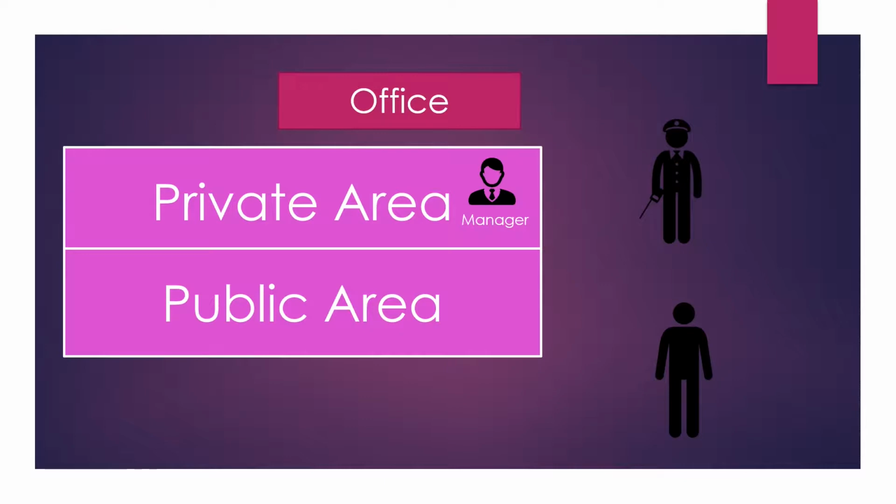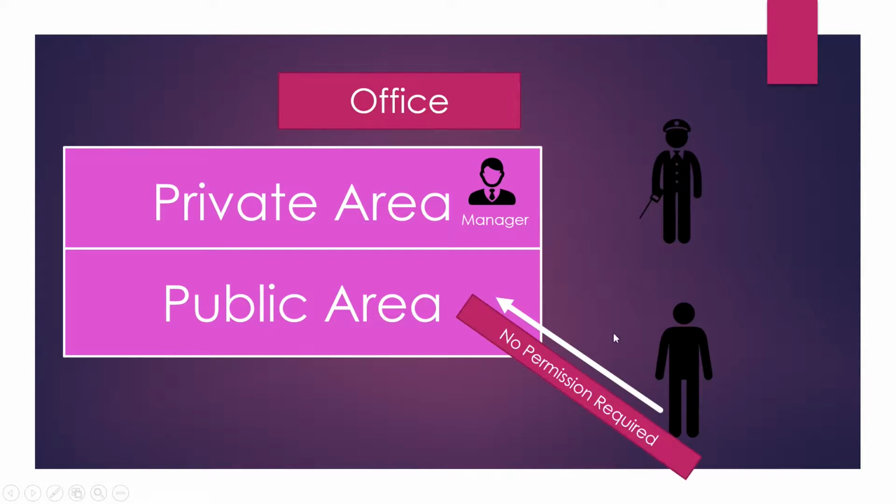Before we go into the details of what AuthGuard is, let's understand this with an example. Suppose there is an office. Inside the office there are two sections: one is a private area and the other is a public area. For a visitor to enter the public area doesn't require any permission. Any visitor can visit the public area.